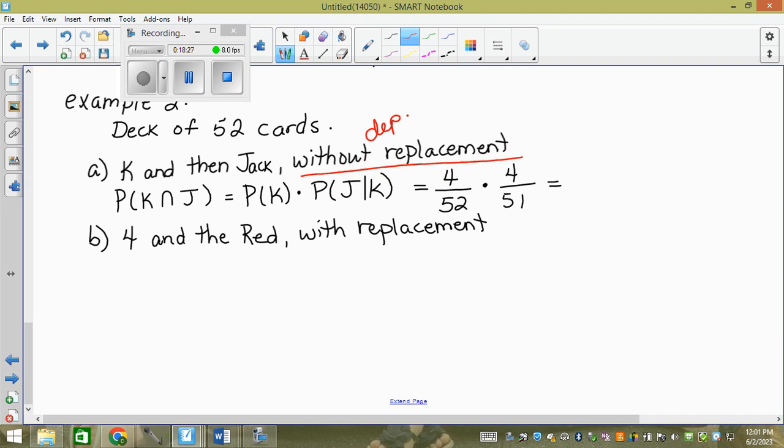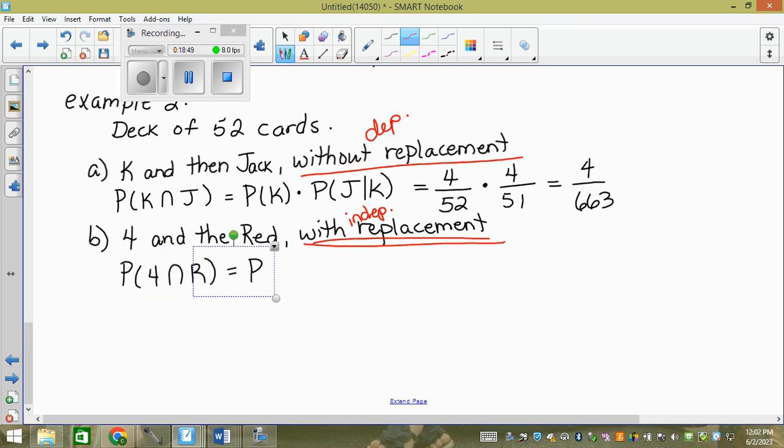What did you get? 4 over 662. Okay, then this one says 4 and red with replacement. With replacement means it's what? Independent. So I'm going to have probability of a 4 and a red. This one's easier to write out. It's just probability of 4 times probability of red. That's it. Right?